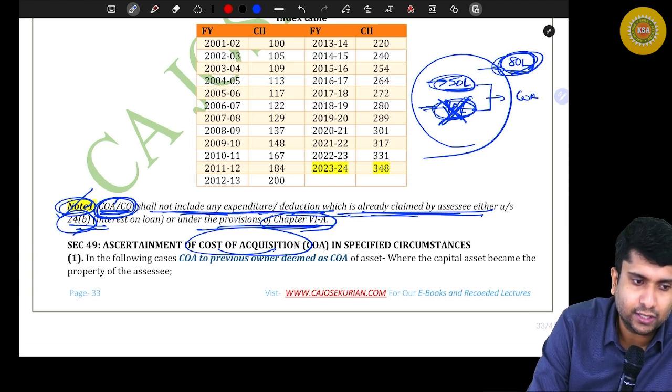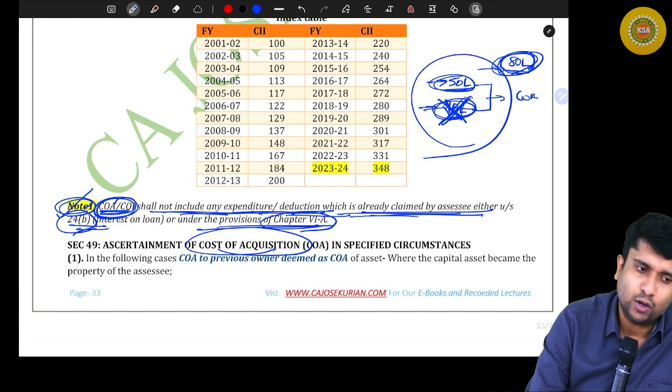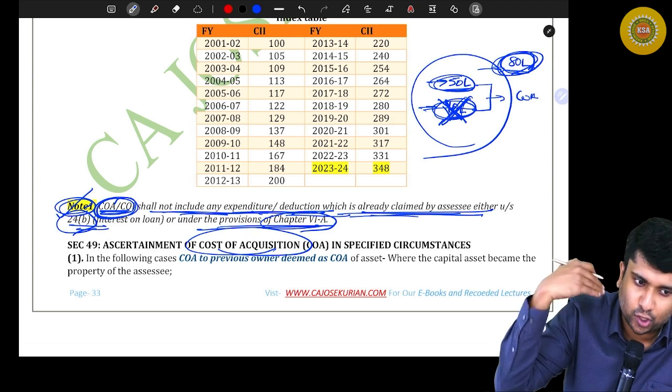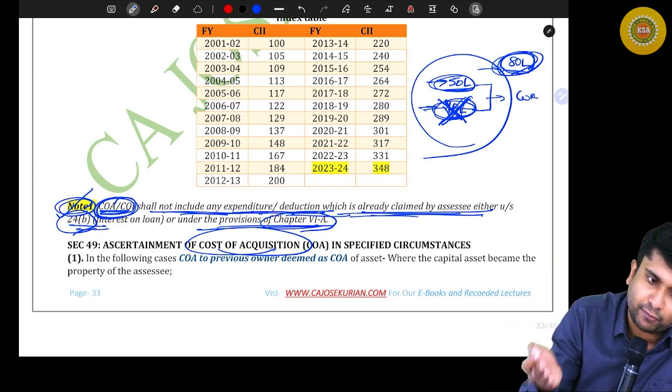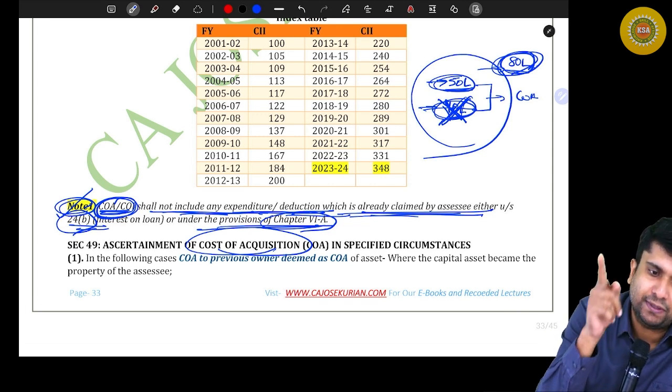Government acquired my land, government paid 10 lakhs as compensation. After 2 years, I got 3 lakhs as enhanced compensation. For enhanced compensation, cost of acquisition will be 0. Why? Because at the time of receipt of original compensation itself, you might have claimed all the cost of acquisition. So for the enhanced compensation, cost of acquisition shall be 0.